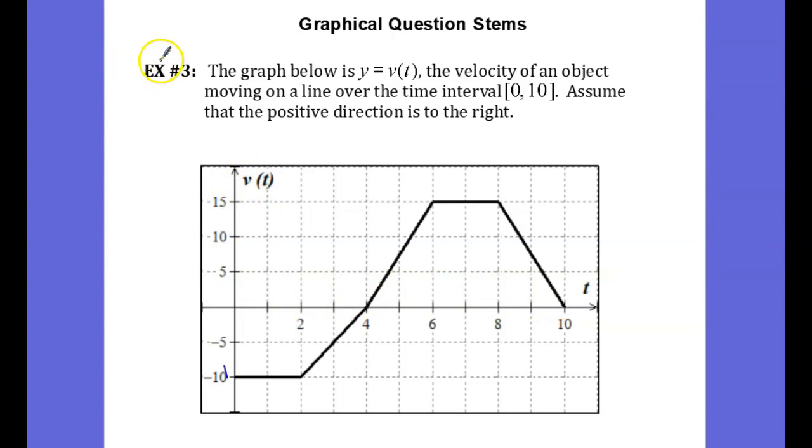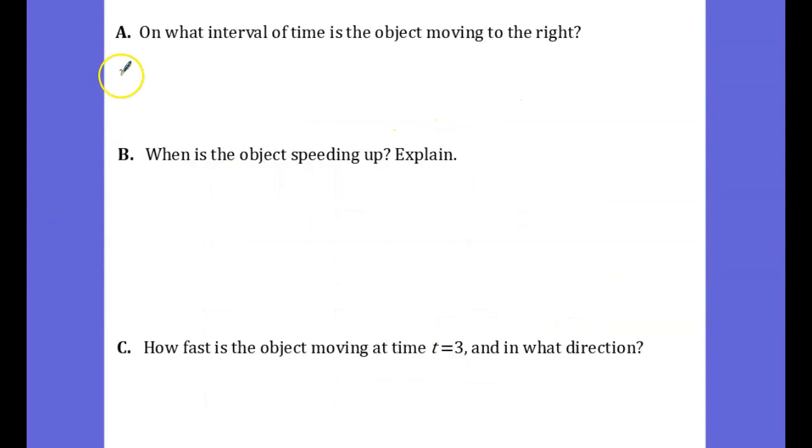So let's take a look at example 3. The graph below is y equals v of t, the velocity of an object moving on a line over the time interval from 0 to 10 inclusive. Assume that the positive direction is to the right. In part A, they ask, on what interval of time is the object moving to the right?